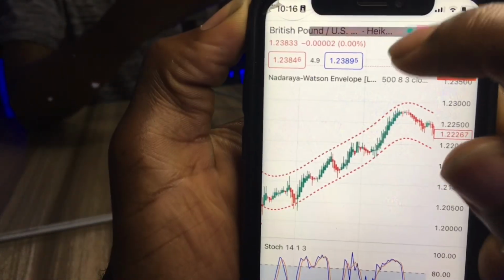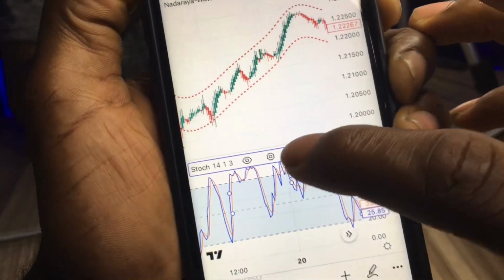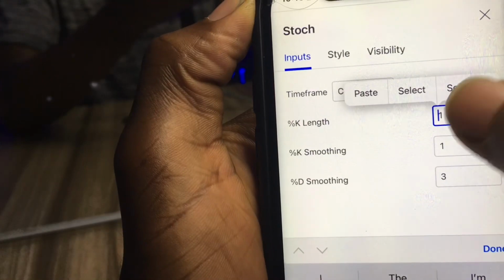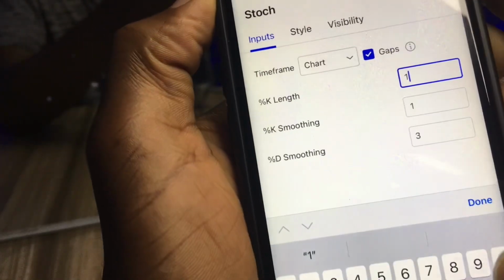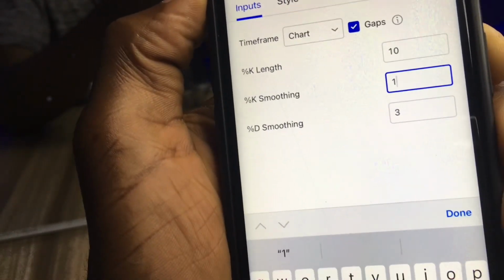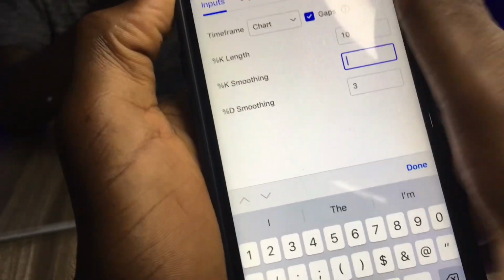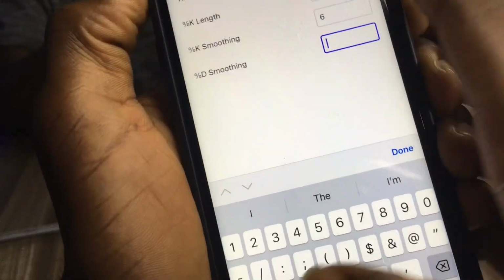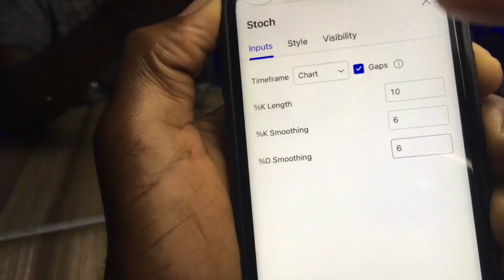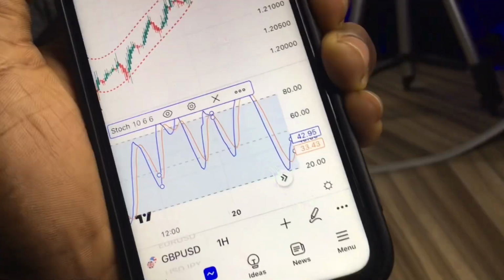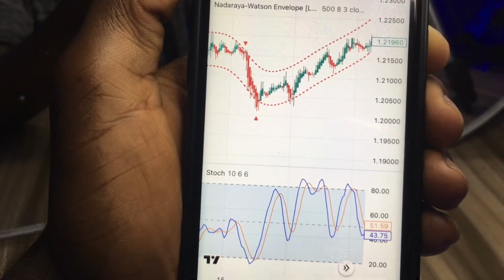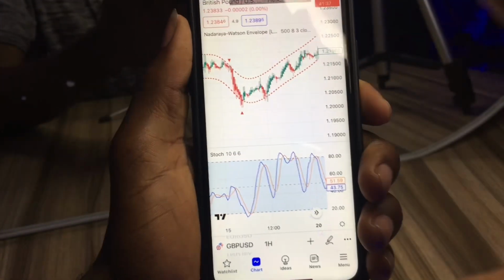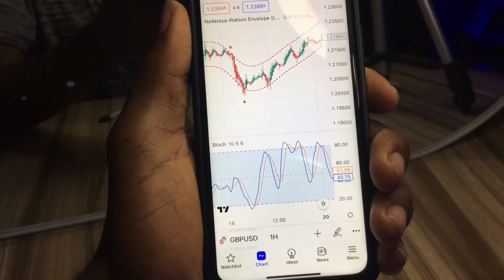Now what you have to do is go to the settings of the stochastic. So tap into the settings, and what you want to go into is the input. What you want to do right here is change the %K length to 10, change the %K smoothing to 6, and you also need to change the %D smoothing to 6. Once you've done this, go ahead and hit OK. Now right here we have the envelope, the Heikin Ashi candlestick, and the stochastic. This right here makes a perfect combo.